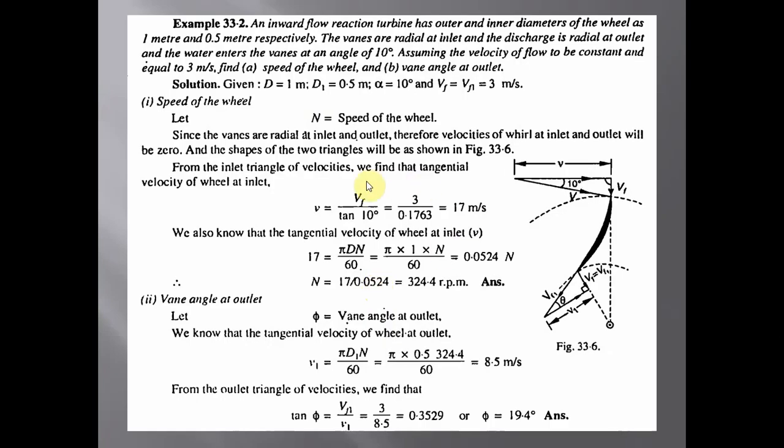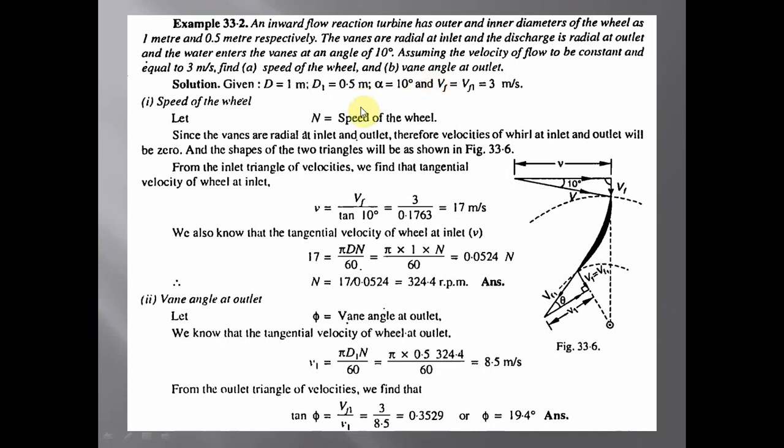First one: an inward flow reaction turbine has an outer and inner diameter of wheel as 1 meter and 0.5 meter respectively. The vanes are radial at inlet and discharge is radial at outlet, and the water enters the vane at an angle of 10 degrees. Assume the velocity of flow to be constant, equal to 3 meters per second. Find the speed of the wheel and vane angle at outlet.